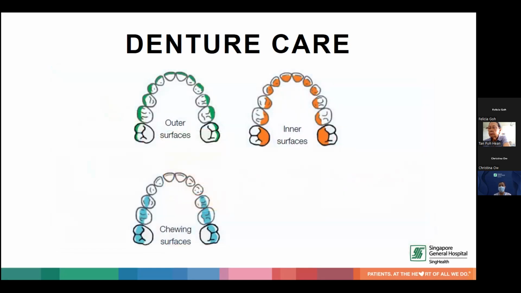Comes to the denture care. Ladies and gentlemen, when you see the pictures, you do whatever you do to treat your teeth. Brushing from the outside, inside, and also the chewing surfaces. I would like you to do the same to your dentures. First, brush the one in front, follow with the one inside, and also the chewing surfaces, right? Like what I said, up and down, left to right, and also in circular motion.